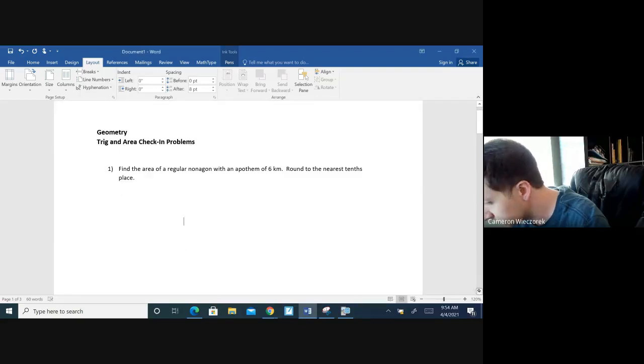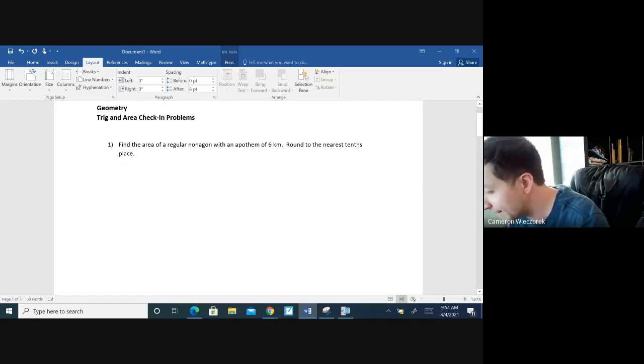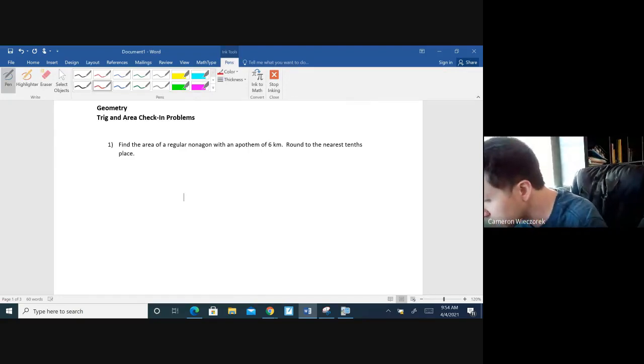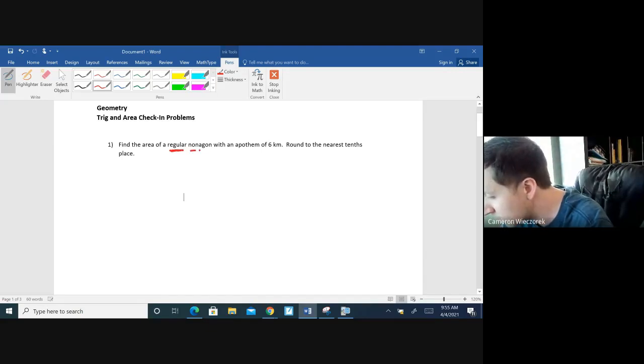First one, find the area of a regular nonagon with an apothem of 6 kilometers. We're going to round to the nearest tenths place. So they're letting us use decimals, which means that's a big clue that SOHCAHTOA might be coming. First thing, we got to know what shape we're dealing with. Regular means equilateral and equiangular. Nonagon means 9 sides. So I'm just going to put n equals 9.